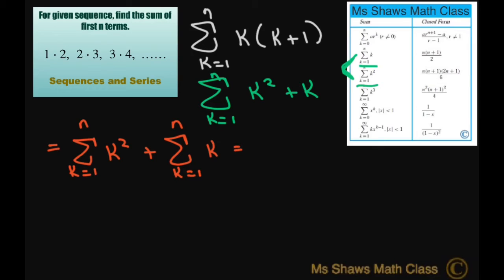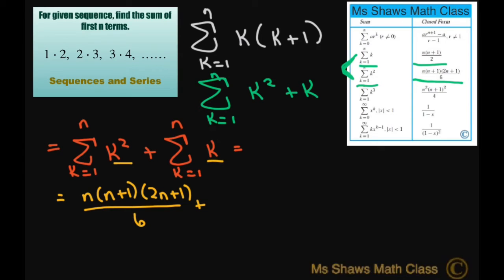Now, what this is going to do is just use these formulas. This is your K squared formula, and this is just your K formula. So we can write this as equal to, for the K squared, n times n plus 1 times 2n plus 1, all divided by 6. And then for K, this is going to be n times n plus 1, all divided by 2. And the next step we want to do is get the common denominator. Our common denominator is 6, so I have to multiply this by 3. And when you do that, we'll have this. So that's one step. I'm cheating here a little bit, and this is going to be 6, right?